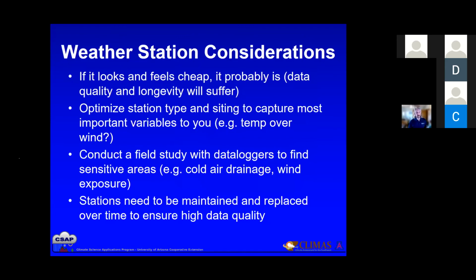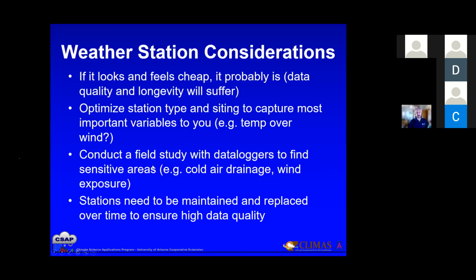If it looks and feels cheap, it probably is. You can probably get really good measurements from these cheap-feeling stations, but they just won't last very long. I've had stations out for almost 10 years that are made out of plastic, and they've done really well, but they were about the $200 to $300 price point. I think at $100, they would probably only last a couple of years. Again, optimize the station type and setting to capture the most important variables to you.